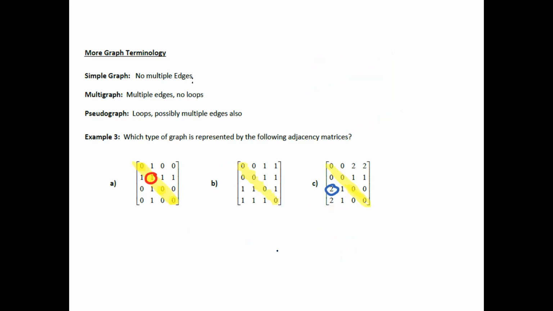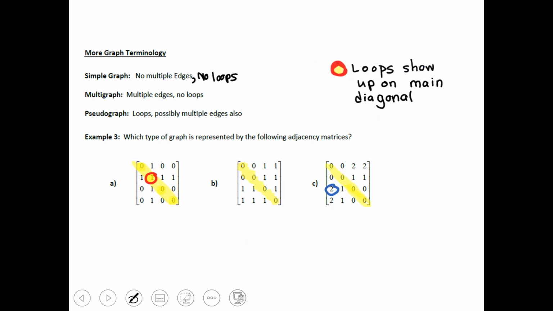Okay, so looking at this, here are more terminologies. Simple graph means no multiple edges. Multigraph means many edges and no loop. Pseudograph means loops, possibly with multiple edges also. And so loops show up on the main diagonal. So let's take a look at example 3.